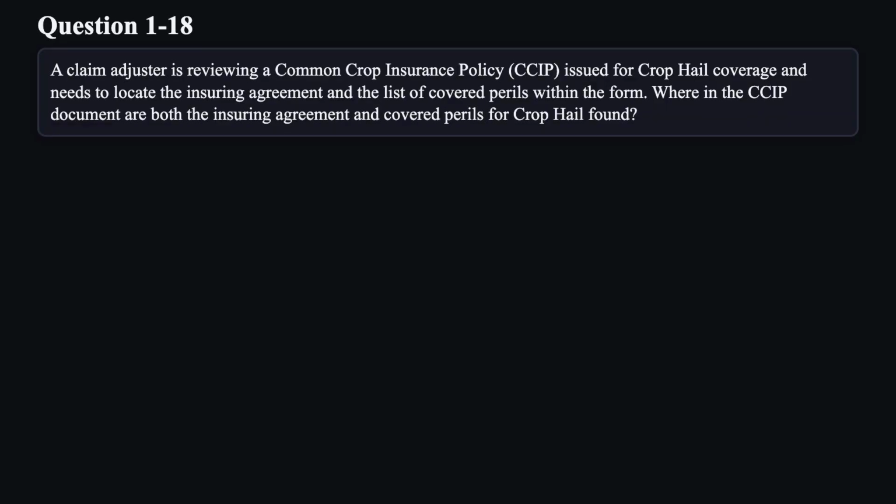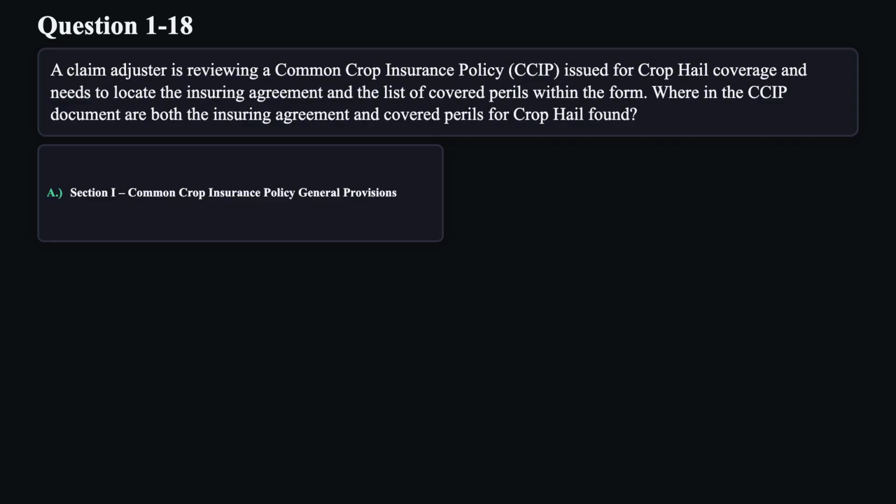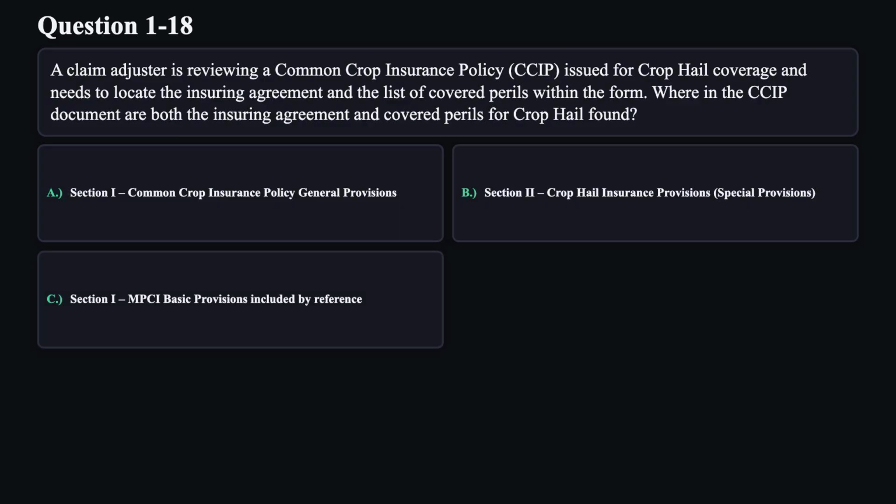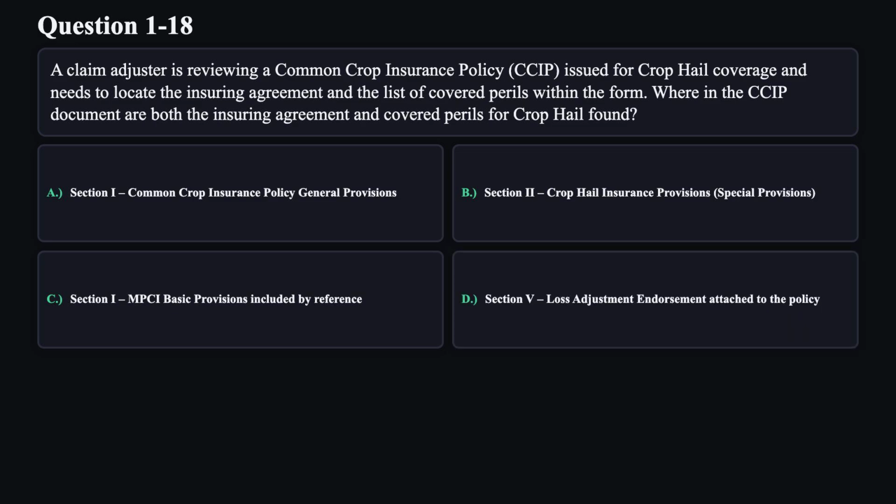Question 18. A claim adjuster is reviewing a common crop insurance policy, CCIP, issued for crop hail coverage and needs to locate the insuring agreement and the list of covered perils within the form. Where in the CCIP document are both the insuring agreement and covered perils for crop hail found? A. Section 1. Common Crop Insurance Policy General Provisions. B. Section 2. Crop Hail Insurance Provisions, Special Provisions. C. Section 1. MPCI Basic Provisions included by reference. D. Section 5. Loss Adjustment Endorsement attached to the policy.